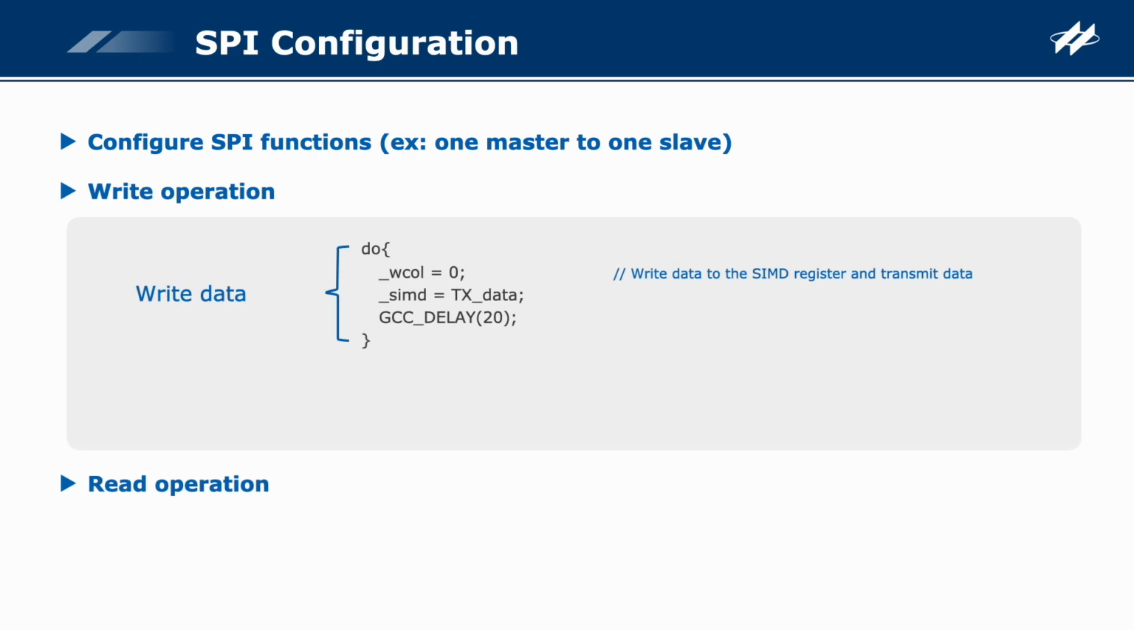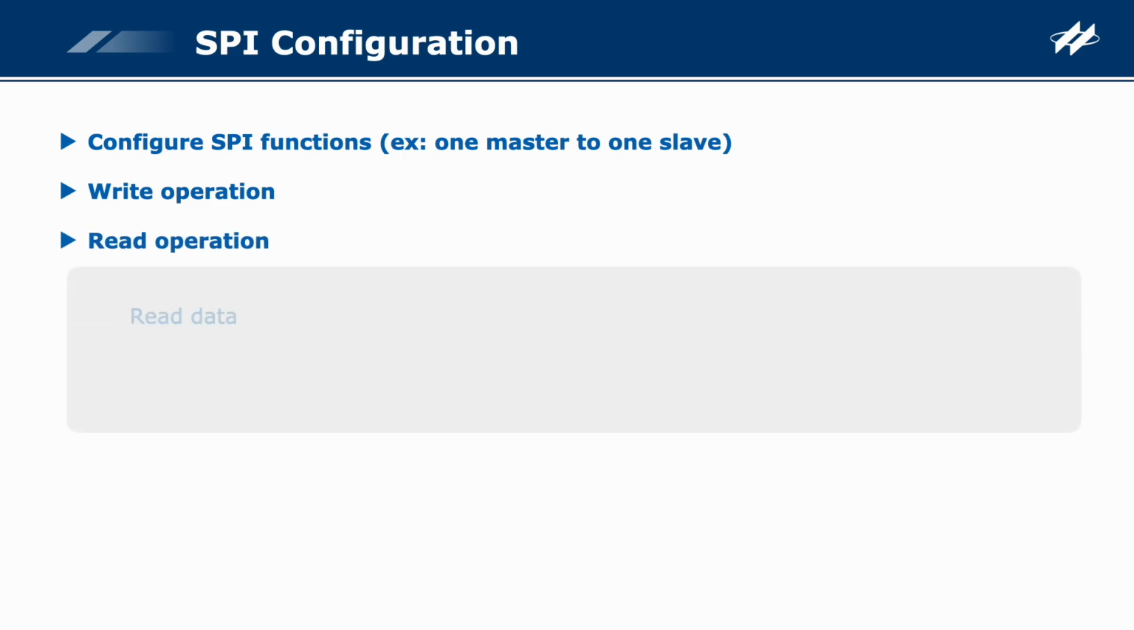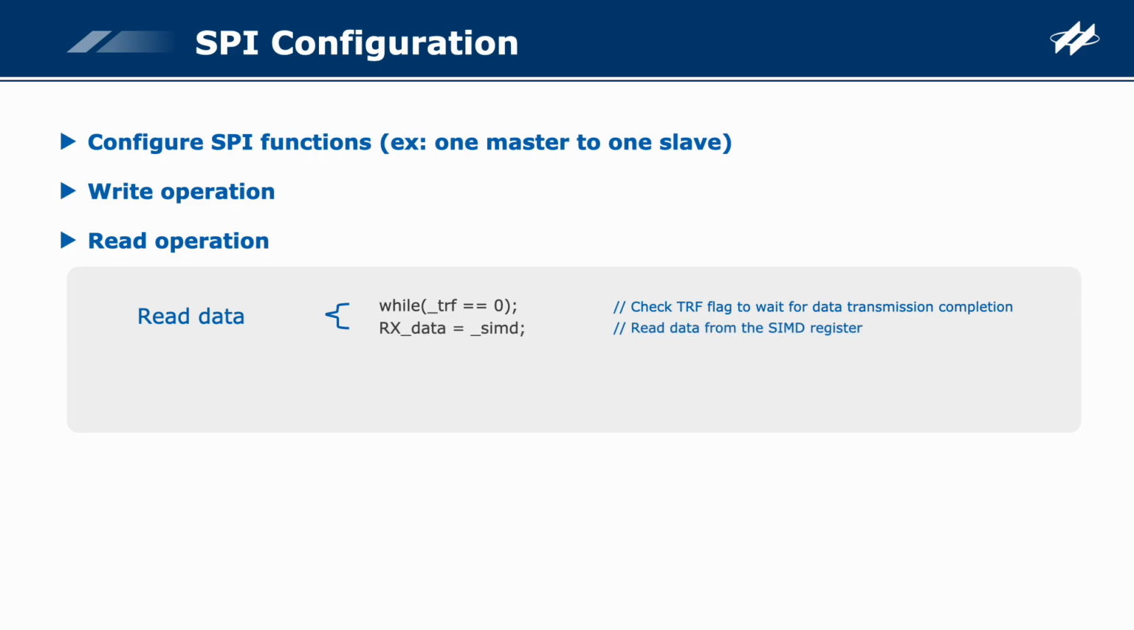Now write data to the SIMD register and transmit data. Then check the WCOL bit. If a write collision occurs, it is required to clear the WCOL bit and rewrite data to the SIMD register to retransmit data. If no write collision occurs, check the TRF bit state to wait for data transmission completion. When the TRF bit is set to 1, it means data transmission is completed, and data can be read from the SIMD register. Then clear the TRF flag to 0.